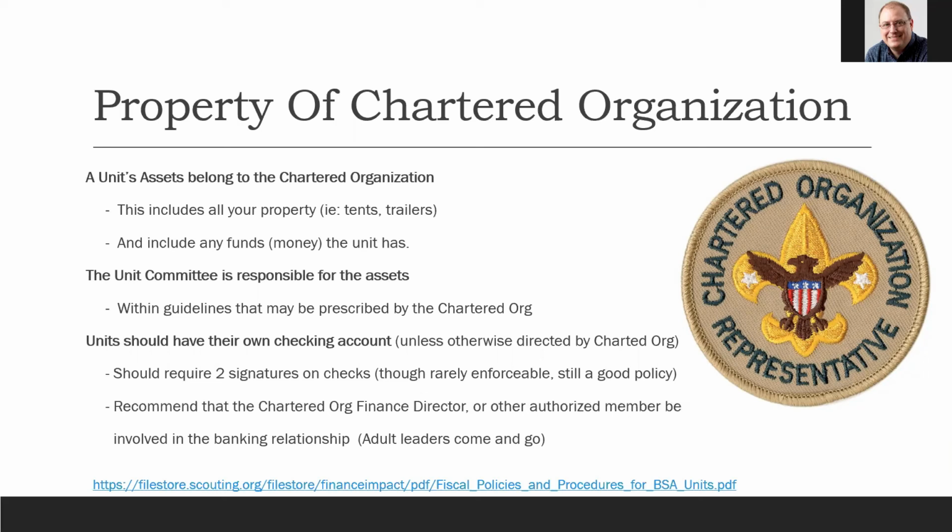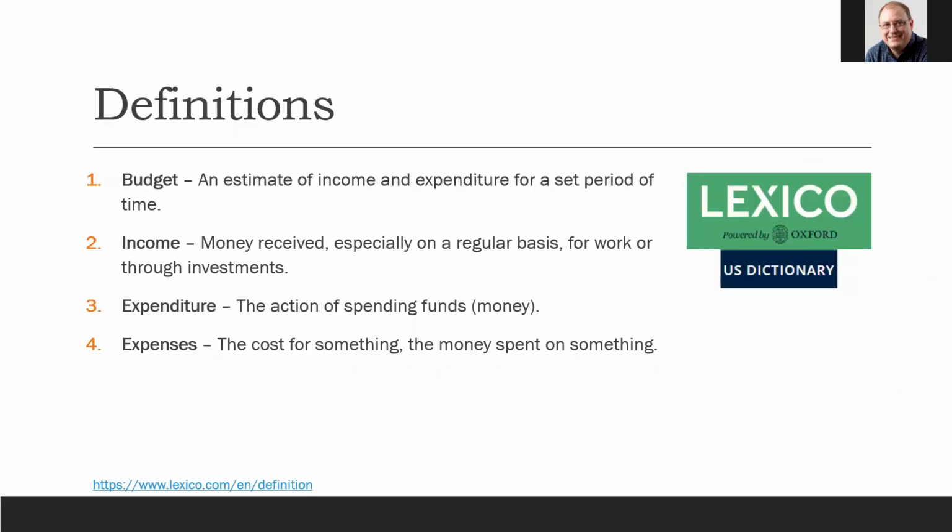Lastly, units are encouraged to have their own banking relationships. No matter our suggestions, at the end of the day, you should comply with your chartered organization's requirements. To help set a baseline of what we'll be talking about, here are a couple quick definitions from Lexico. I would expand on the budget definition a little by adding a written to the beginning. So it's a written estimate of income and expenditures for the period. And income, expenses, and expenditures are pretty self-explanatory.